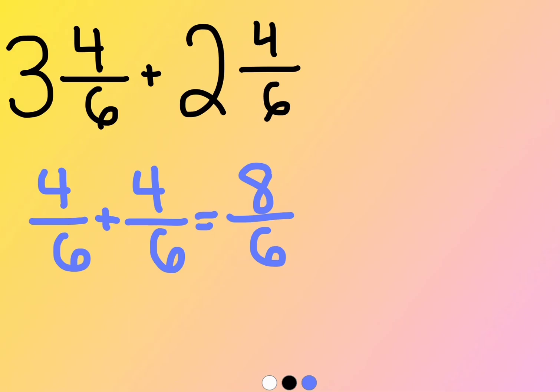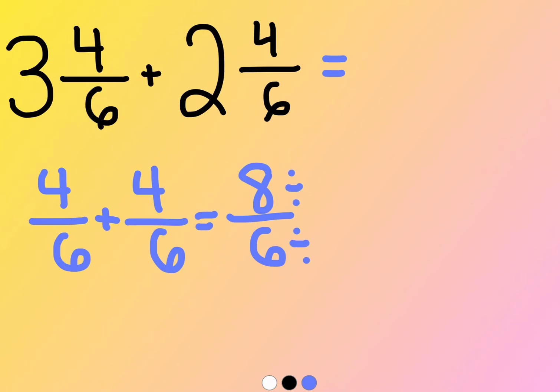Now, in your answer, you cannot have a mixed number with an improper fraction. That doesn't work. So you need to simplify it. Now, also, this is another good example. Some people like to simplify during the adding the fraction stage. Some people like to simplify at the end. So let's simplify this fraction completely while we see it. So 8/6. Let's see if they have any factors in common.